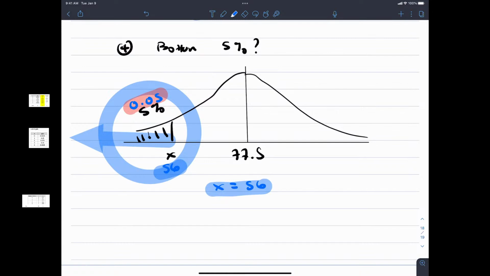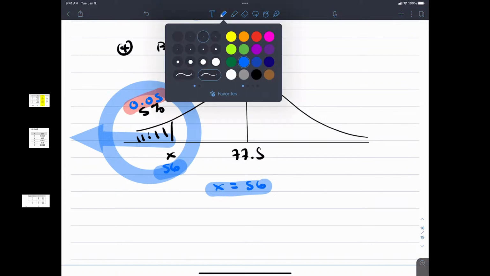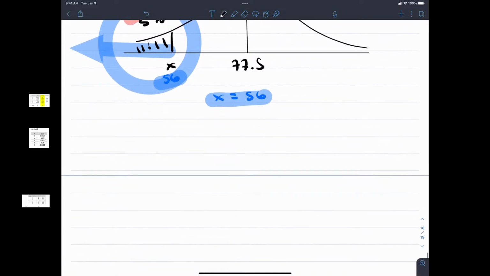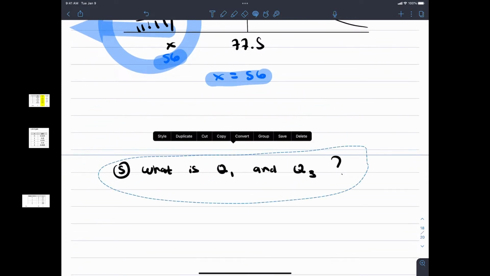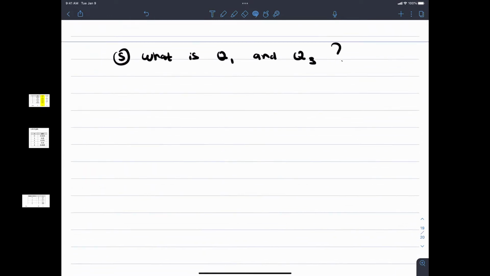Can I ask you guys a few questions here? See if you guys can do these. What is Q1 and Q3? I'll give you guys some time to figure those out. Previous information: Hawaiian lifespans.